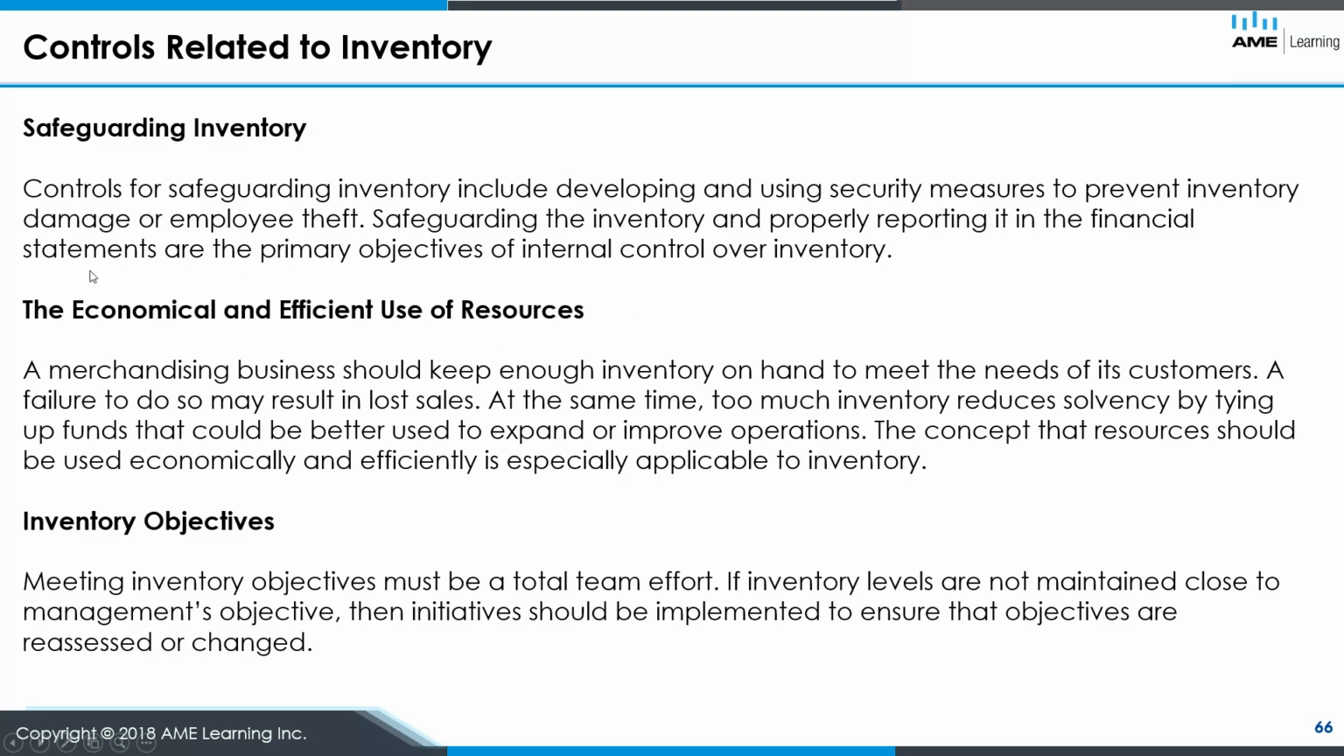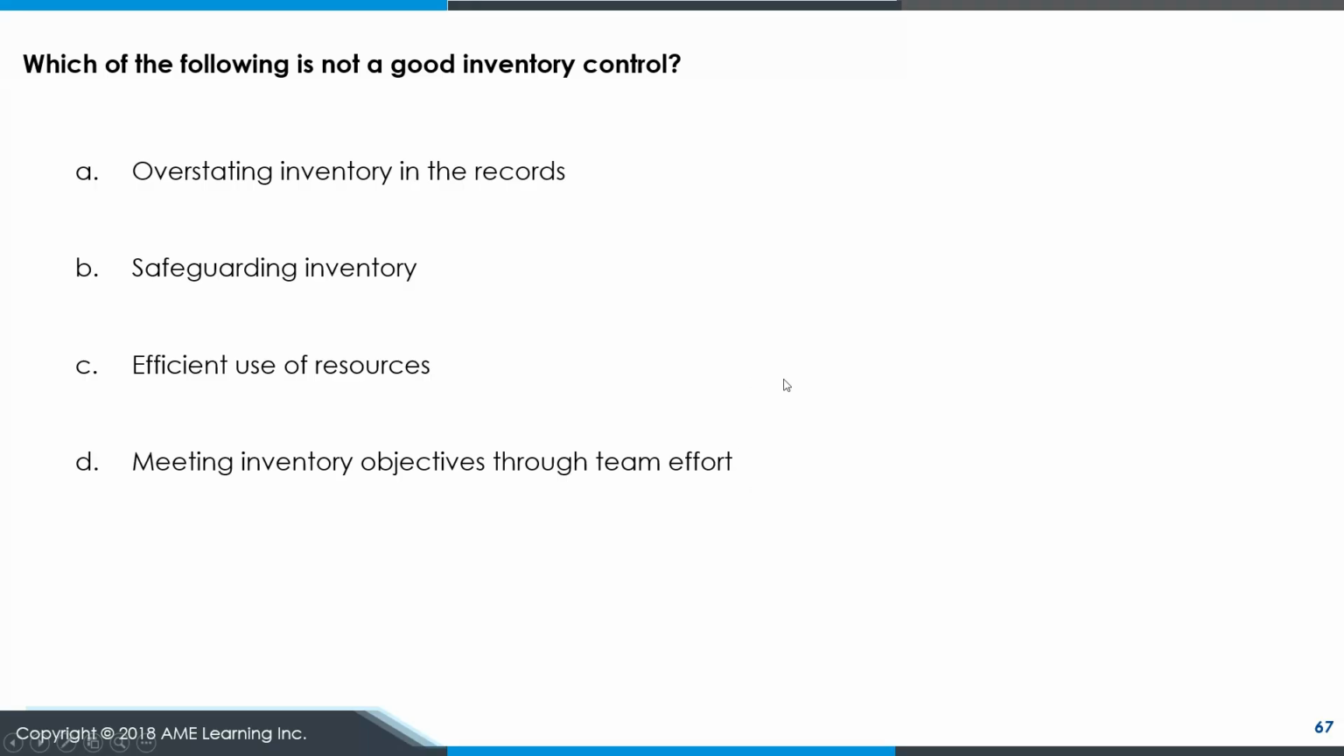We want to make sure from an internal controls perspective that we have enough inventory on hand, but not too much. So that's an important goal, and we can have some systems in place to ensure that happens. And again, like I mentioned, it's a total team effort. It involves all the departments that touch inventory and track it, and is a business-wide effort.